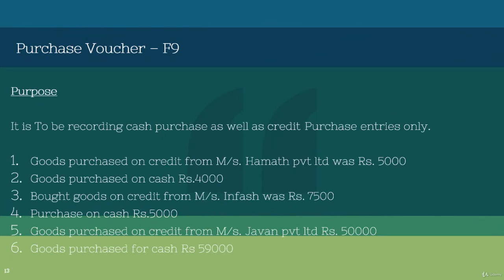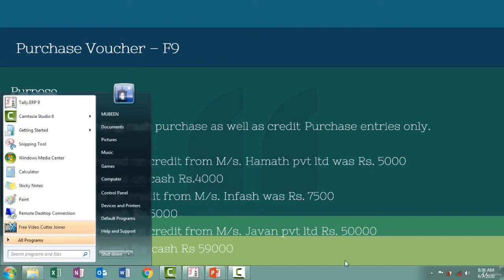We can see some examples of purchase voucher transactions. First, goods purchased on credit from Hamad Private Limited 5,000; goods purchased on cash 4,000; goods purchased on credit from Infas 7,000; purchase on cash 5,000; goods purchased on credit from Jawan Private Limited 50,000; goods purchased for cash 59,000.